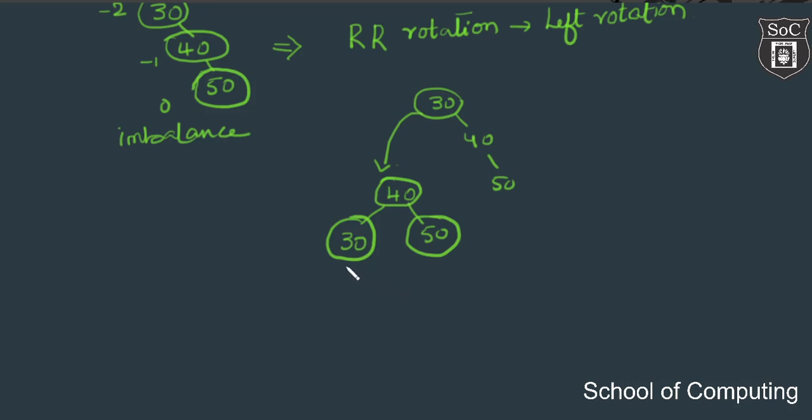Again calculate the height. Height at leaf nodes is 0. Height at root node is left minus right: left side 1 edge, right side 1 edge, 1 minus 1, it is 0. Now at every node height is perfectly balanced, it is in the range of -1 to +1, and hence this is a balanced tree now. So this is the RR problem. In RR problem we do a left rotation. Now similarly we will see the remaining two examples.